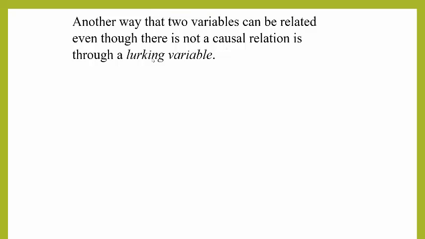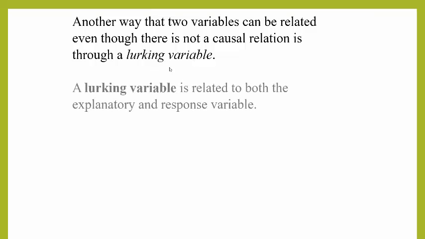Another way that two variables can be related, even though there is not a causal relationship, is through what's called a lurking variable. A lurking variable is related to both the explanatory and response variable. So it's like behind the scenes affecting both.